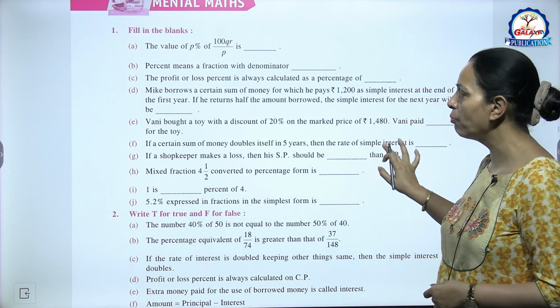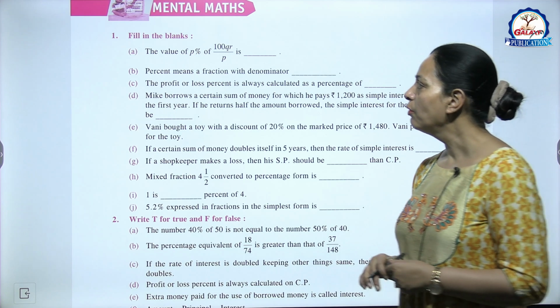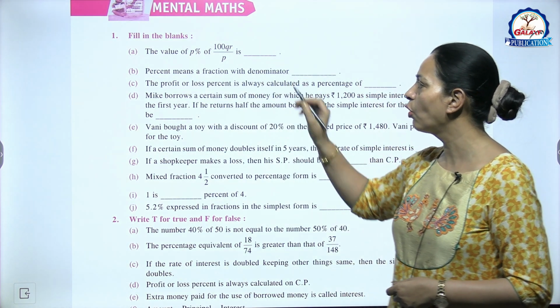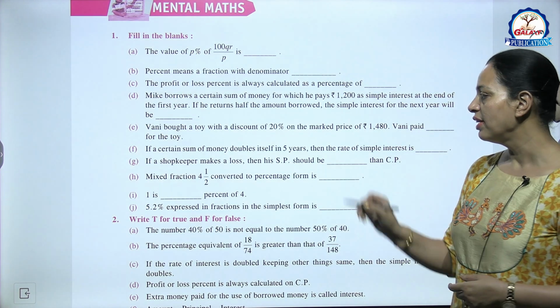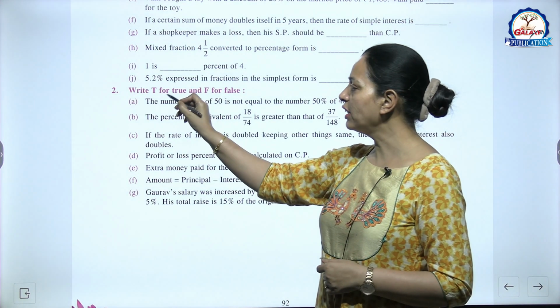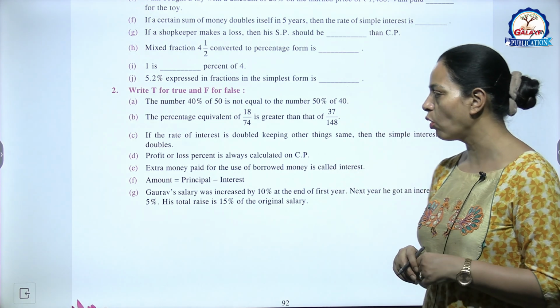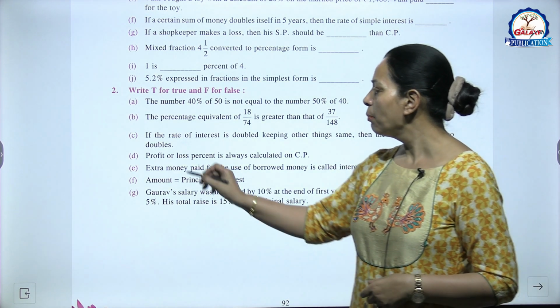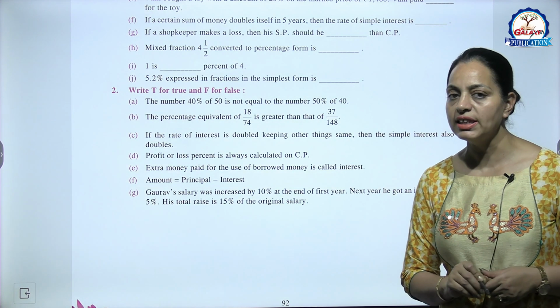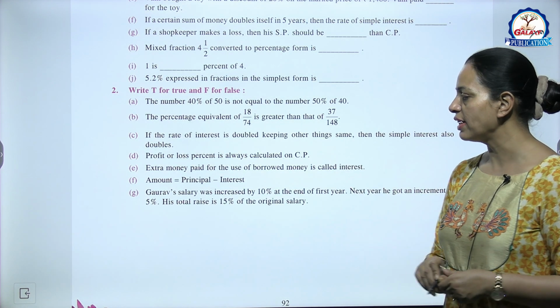Now this is the time of mental maths. Question number 1. Filling the blanks, like here B, percent means a fraction with denominator 100. Similarly, you can try the rest one. Now see the second question, write T for true and F for false. Like here D part, profit or loss percent is always calculated on CP. Yes, this statement is true.